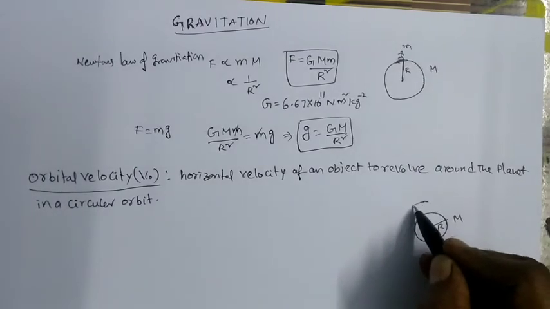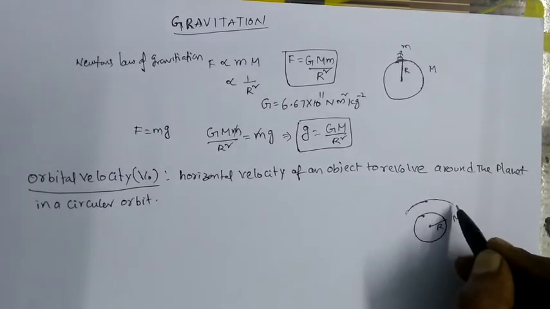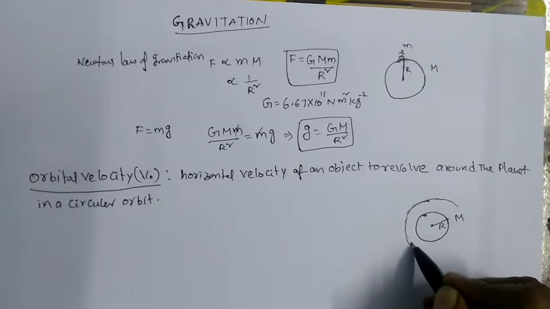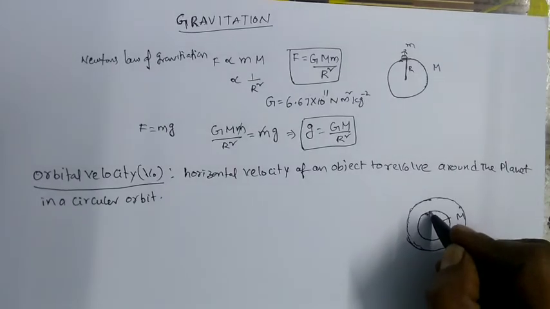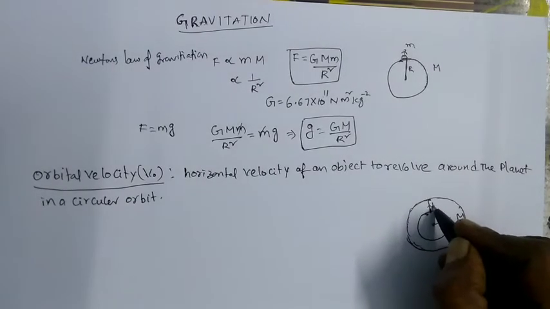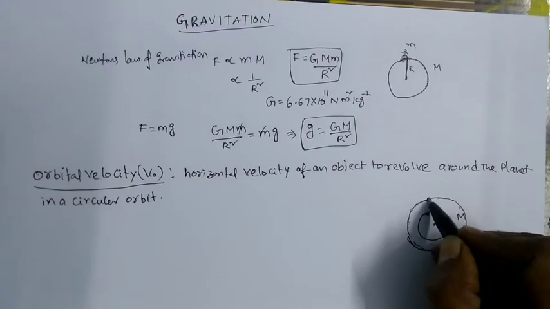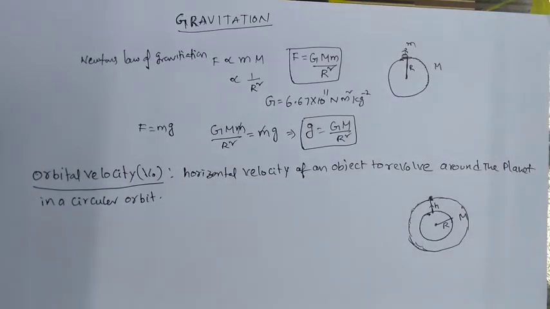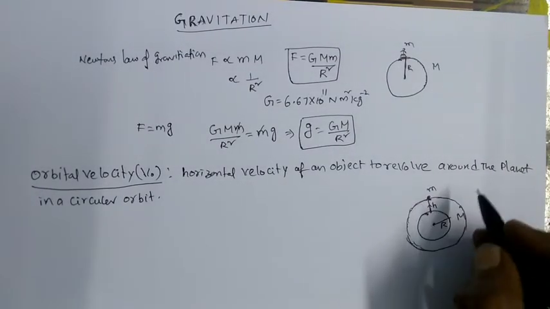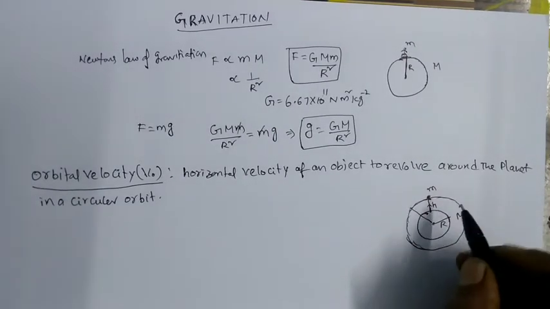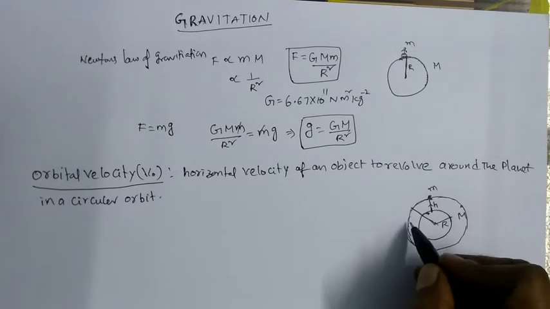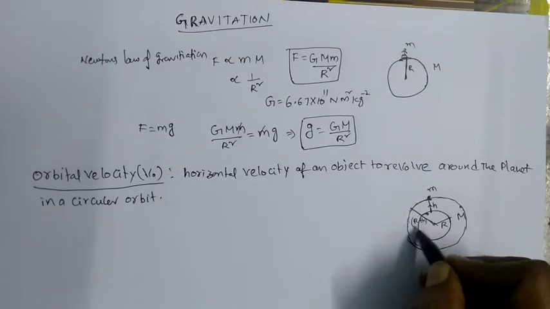Let us say this is an orbit around the Earth in a circular manner, which is at a height h from the surface of the Earth. Here, let us say this is an object whose mass is small m, at a height h from the surface of the Earth. So we can get the total height. Total height you have to consider from the center of the Earth. That's why we can say that R plus h.